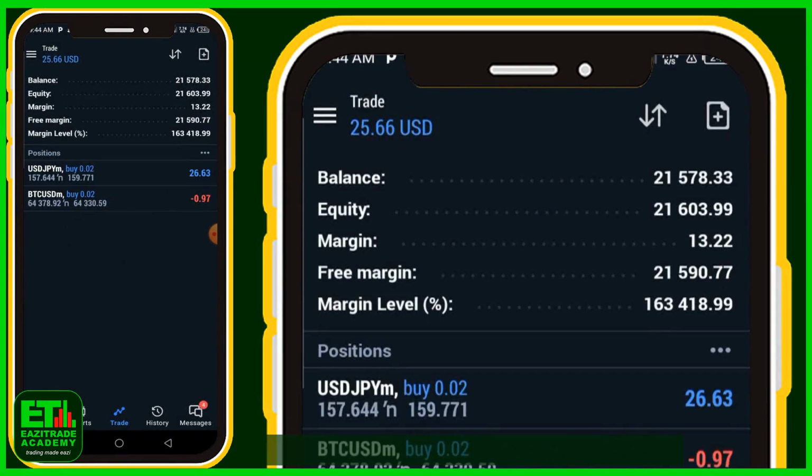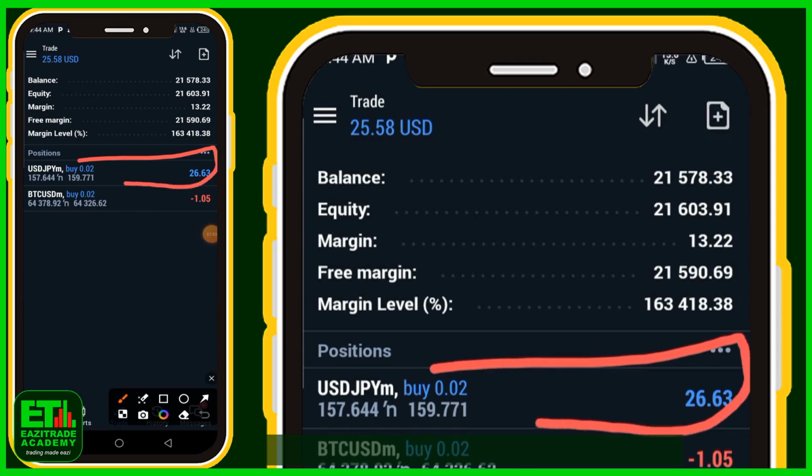So on the MT5 platform, as you can see, I'm already on an existing USD JPY trade, of which Mondays to Friday currency pairs stops running while they resume at around 11 p.m. on Sundays, while crypto pairs runs 24/7 every day. That's why you can see that BTC is still running.